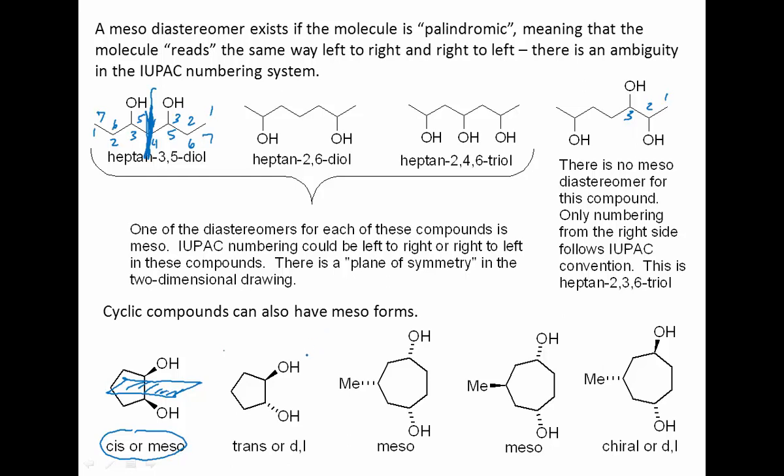Whereas the trans, there is no plane of symmetry. There's an axis of symmetry, but there's no plane. So it can have an axis and still be chiral. This compound here, there's a plane of symmetry right there. This is meso. This is meso too. The methyl will be up. But if we take the hydroxys and make one of them opposite, of course, this plane of symmetry no longer exists, and this is a chiral or a DL diastereomer.